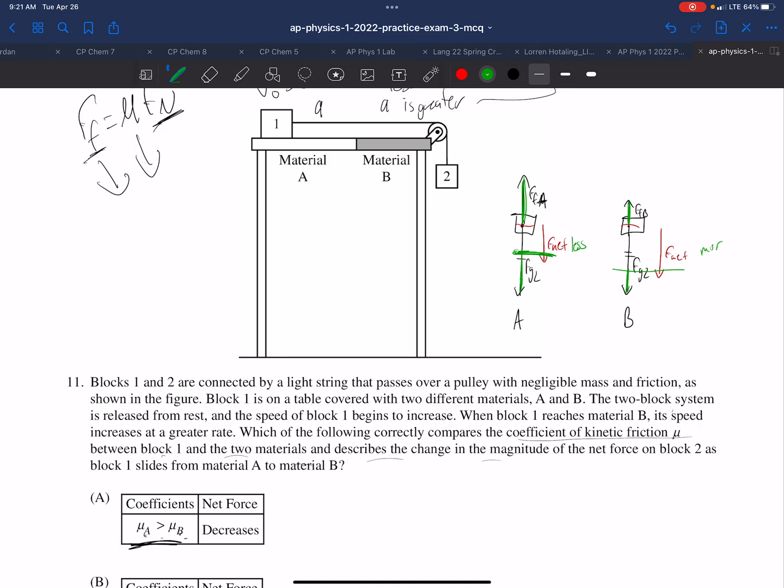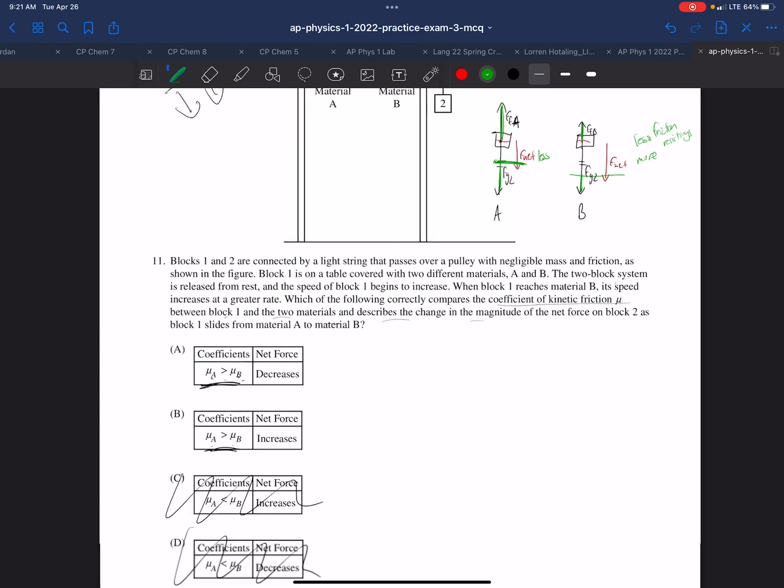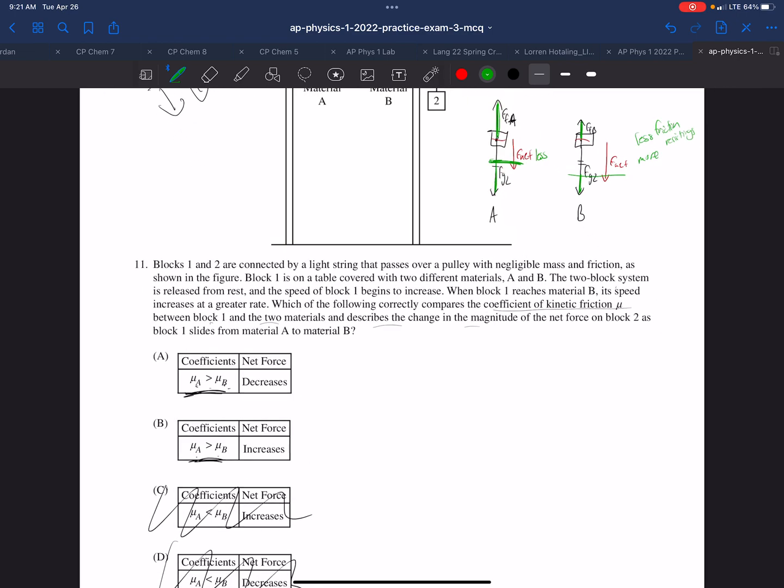Why? Because there is less friction resisting gravity, so gravity gets to dominate more. And so the net force, when it goes from A into B, increases.